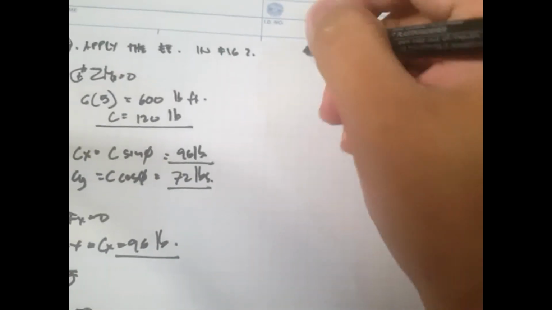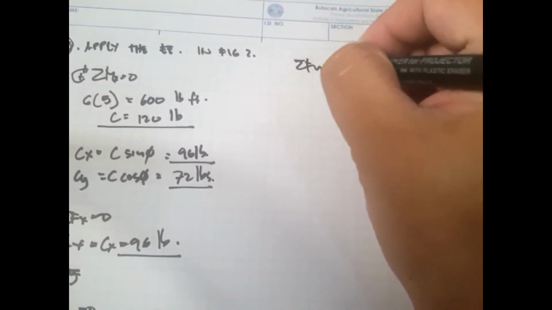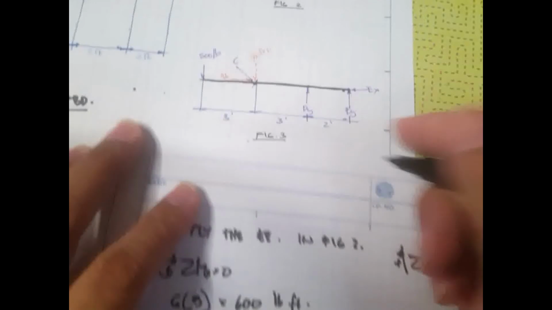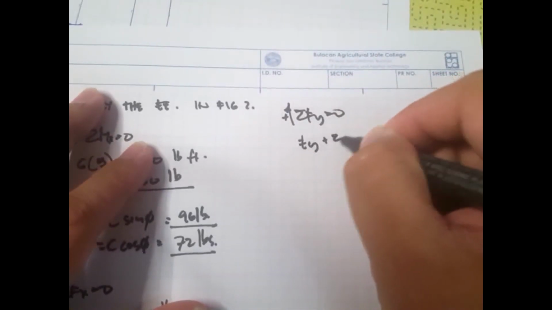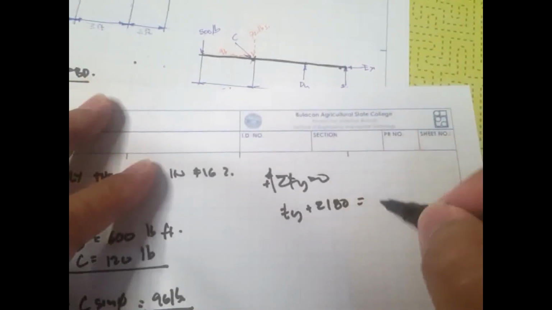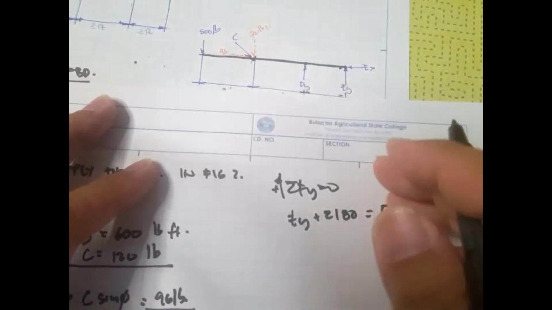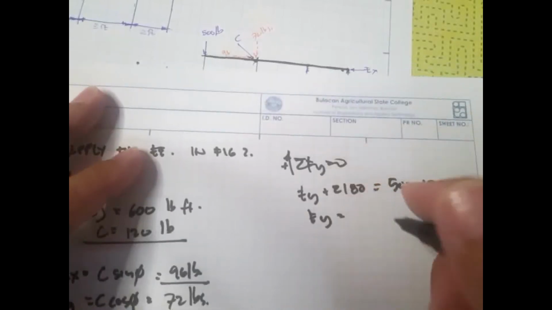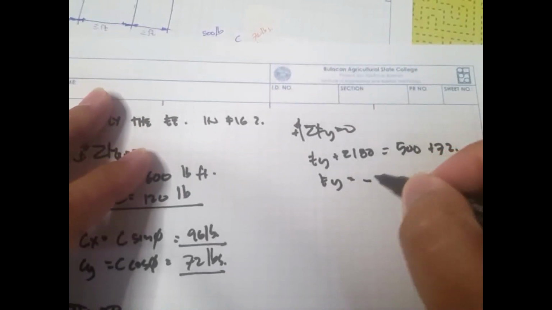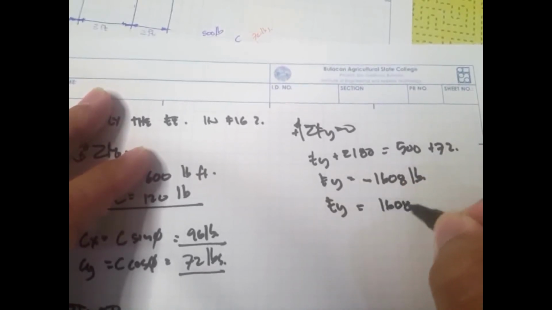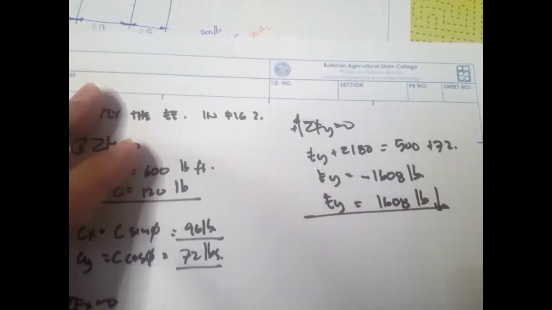Okay, so the next is, let's take summation of forces y is equal to 0. So the forces are dy, ey, 500, and this 72 pounds. Okay, so E sub y plus this d is equal to 500 plus 72, right? So ey is equal to, it says here ey is equal to negative 1,608 pounds. So that means that ey is 1,608 pounds, but the direction is downward.